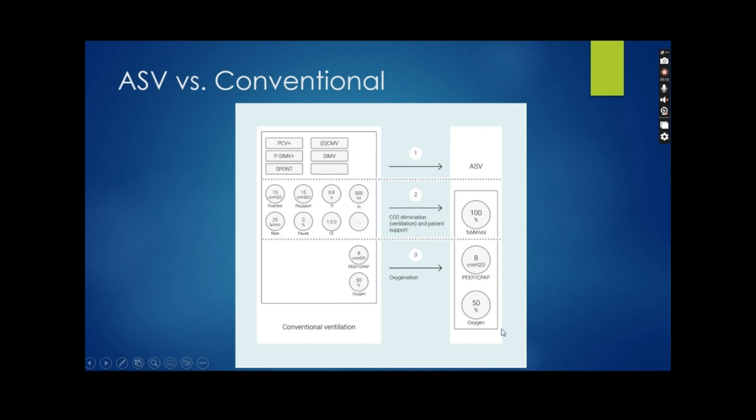Looking at ASV, it's very simplified. It is only 3 controls. Here we are setting the percentage of the minute volume of that patient, and I'm going to go over how we actually get that setting in just a second. This is where CO2 elimination, ventilation, and patient support is controlled. But as you can see, it's only a percentage setting, so I'm going to go over how that percentage setting actually applies to the patient's target and goal. And then you also have the option of setting your oxygenation controls, which of course are your PEEP and your FiO2 settings.